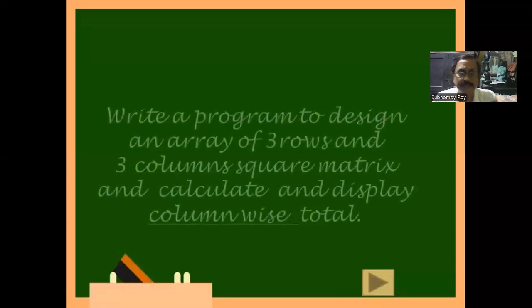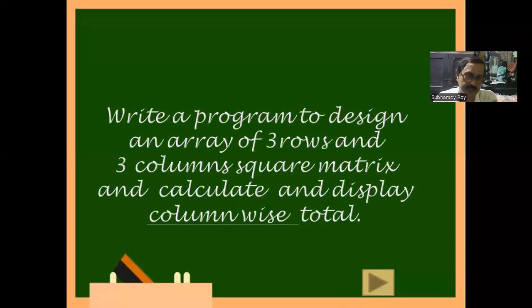So now it is column wise, the last question. Write a program to design an array of 3 row and 3 column square matrix and calculate and display the sum column wise. Now for column wise there is a problem, because we have to display the numbers row wise, but after displaying them, again a set of for loop is required to display the sum. In one single set of for loop we cannot do the display and printing of the sum at the same time. I will explain how we have to do it.